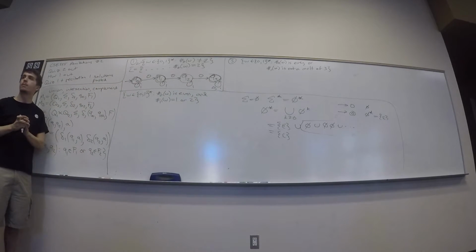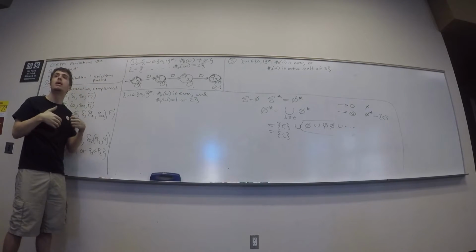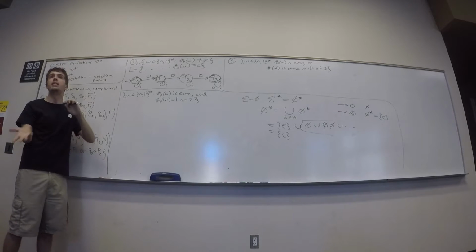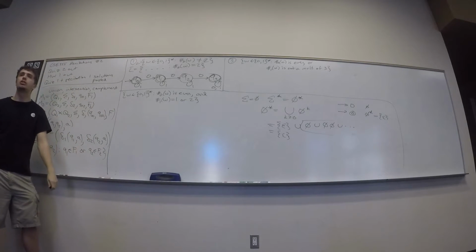Okay? So the idea was to make the language simpler in order to make a DFA for that, then just use these operations to get to the thing that we want. Okay? Any questions so far?